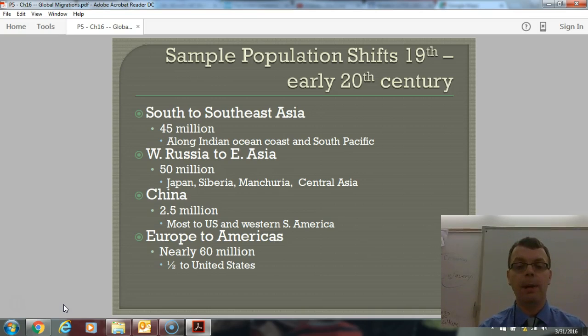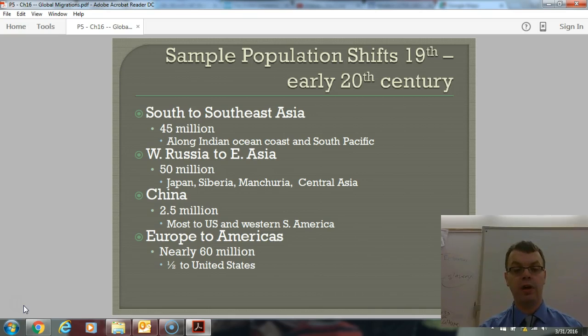All right, some sample population shifts that happened from the 19th century, remember 1800s, to the early 20th century, 1900s. South to Southeast Asia. This will be a lot of what would be seen as the coolie labor, again, from people from India, moving to Southeast Asia, especially island places like Fiji, as farm laborers. West Russia to East Asia, 50 million people from Japan, Siberia, Manchuria, Central Asia. Many people from West Russia moving more for work.